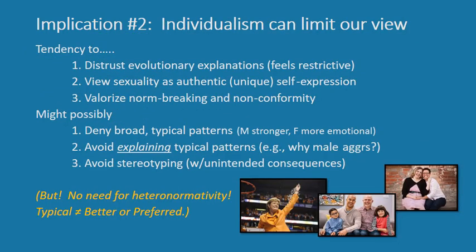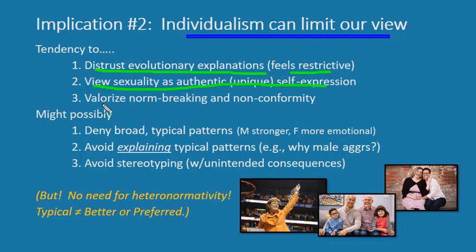Okay, and then implication number 2, I point out, is that individualism can really limit our view. And what I mean by that is we tend to think as individuals, and we tend to theorize as individuals. So people will distrust evolutionary explanations, especially about sexuality, because it feels kind of restrictive. It feels like it's not letting people make their own choices. It feels like things are predestined. So we tend to view sexuality as this authentic and unique self-expression, and we want to value that, and we want to recognize people for how they understand their own sexuality.